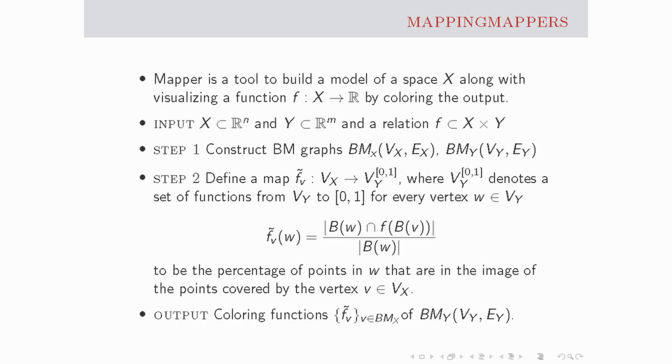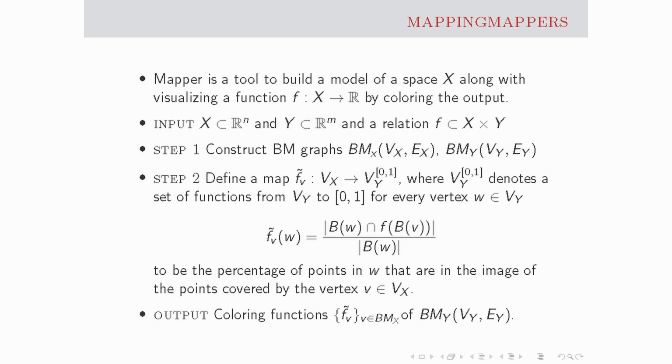So if we have a model of a space X, and we know that there's a function or a relation, we can color the output. So here, if I have a point cloud X and a point cloud Y for some high N and M, and I know that there's a relation between them, I would like to be able to see the shadow of that relation on the ball mapper graph.